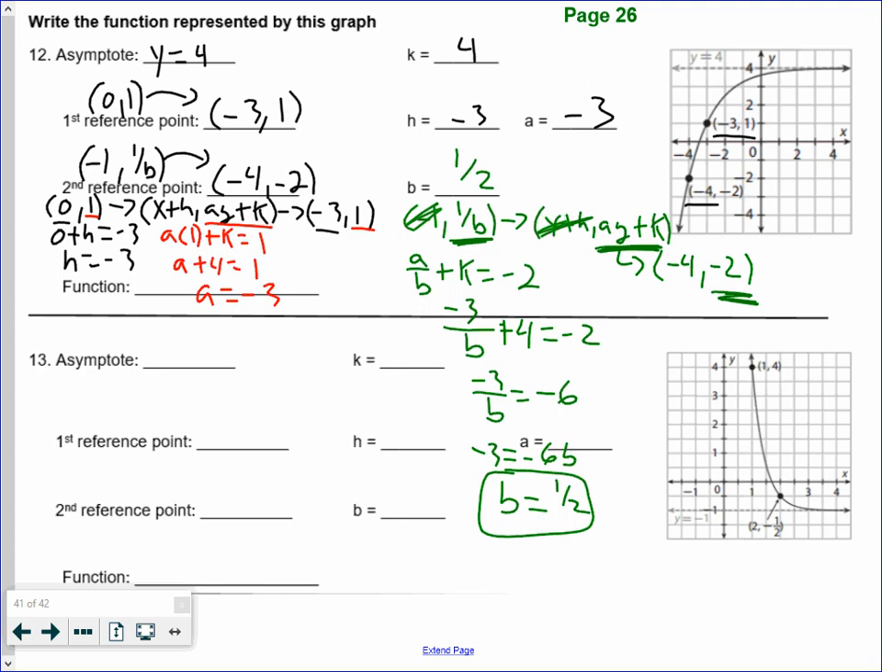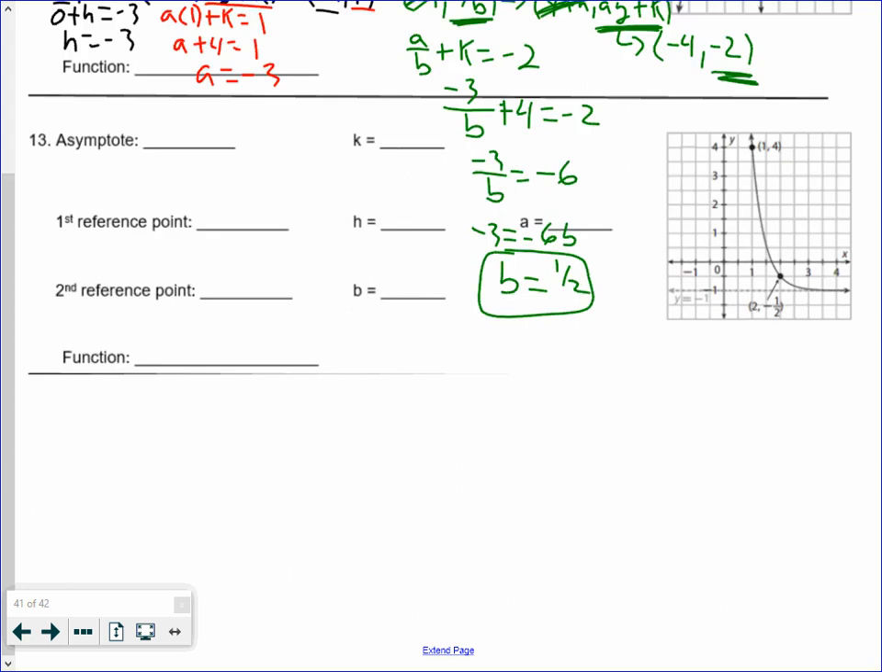So this problem is a huge mess. We didn't give you much room. You will have much more room on the test itself. So we have our a, b, h, and k.